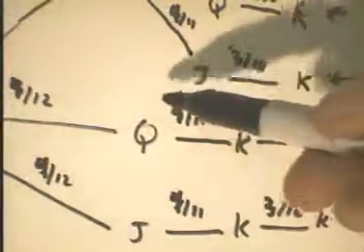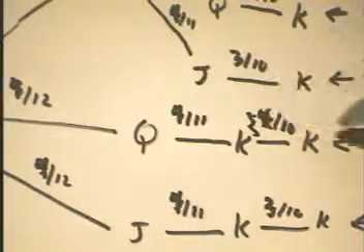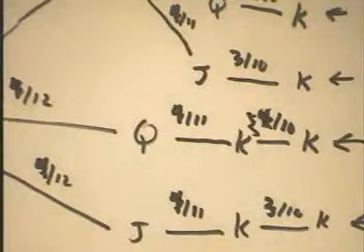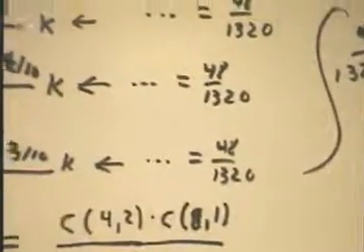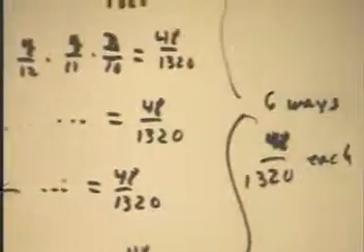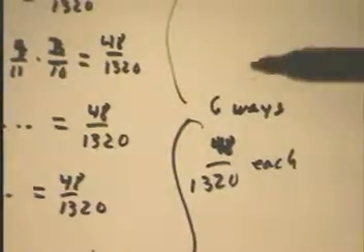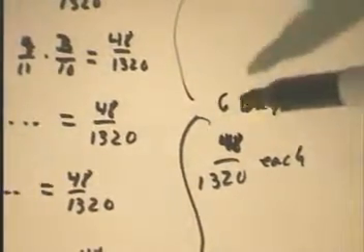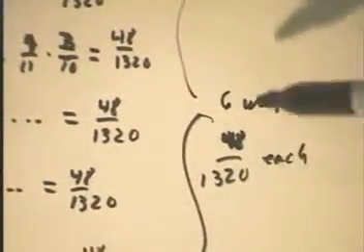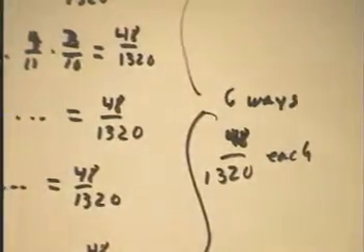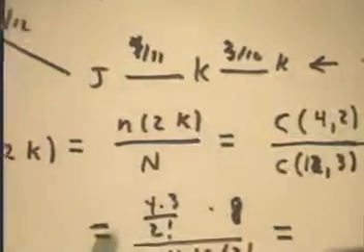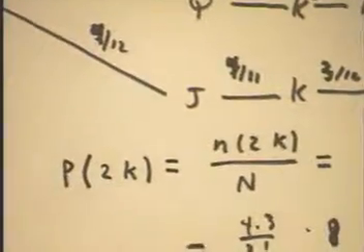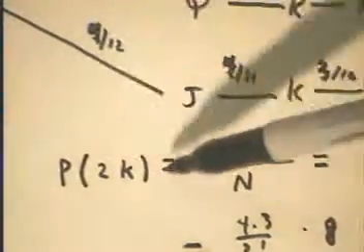Because here we've gotten a king. There were 4 kings at this point. There are only 3 kings left at this point. In any case, in every one of the 6 events, we get 48 out of 1320. And that happens 6 ways, 48 out of 1320 each. We could multiply these up and then get the probability, which is going to be 288, I believe, out of 1320, and that'll reduce.